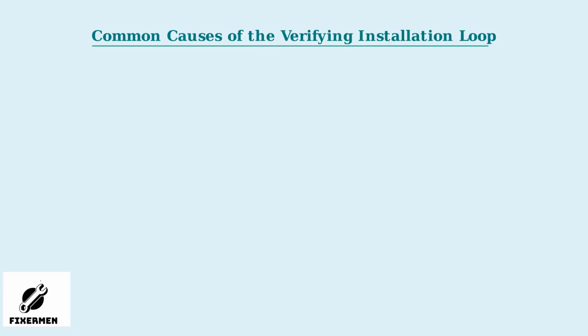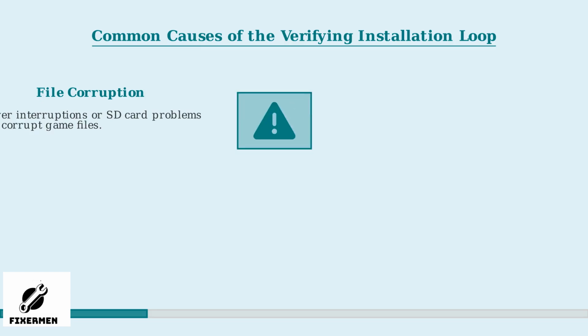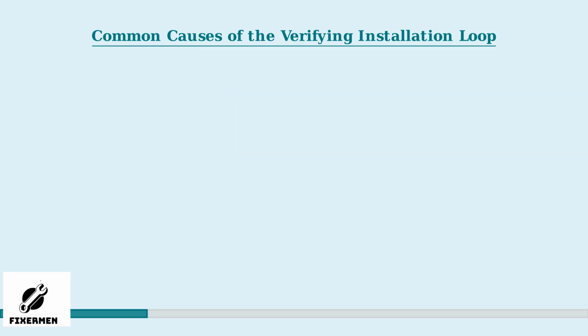Several factors can cause the verifying installation loop on Steam Deck. Let's examine the main causes one by one. File corruption often results from sudden power interruptions or issues with SD cards. When files become damaged, Steam's verification process gets stuck in a loop trying to fix them.